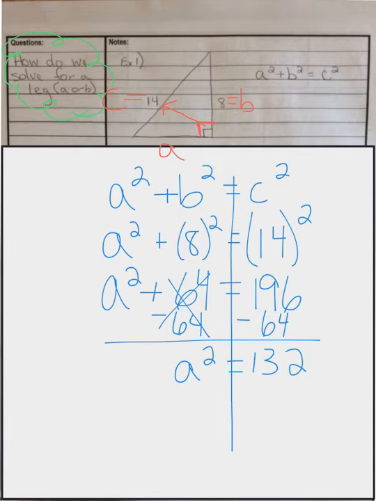The inverse of squaring a number is taking the square root. Whatever we do to one side, we do to the other. And on your calculator, you would get a decimal, and that's okay, 11.49. So our side length here for A is 11.49. Now, if we review the last set of notes, C always has to be the biggest, which it is. 14 is bigger than 11.49. So that's one way we can kind of check our answer.